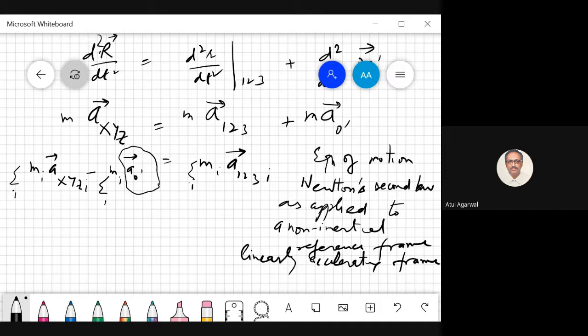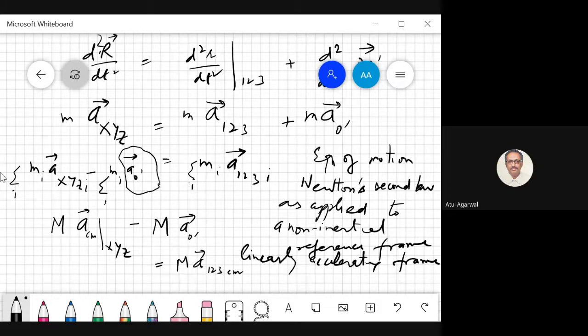This is the acceleration of xyz with respect to the capital XYZ system. So you can say this is mass, total mass, times acceleration of the center of mass with respect to the XYZ system, minus mass, total mass, into A_O prime, the acceleration of the origin, is equal to... Any problem you see? No, sir, clear.